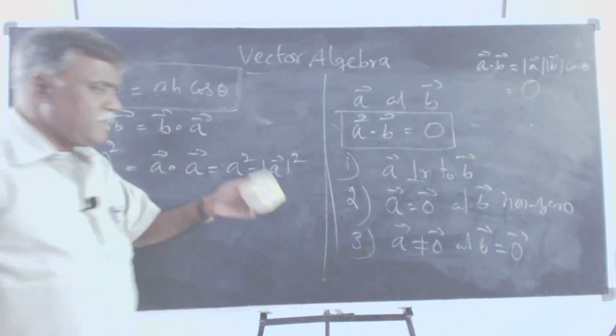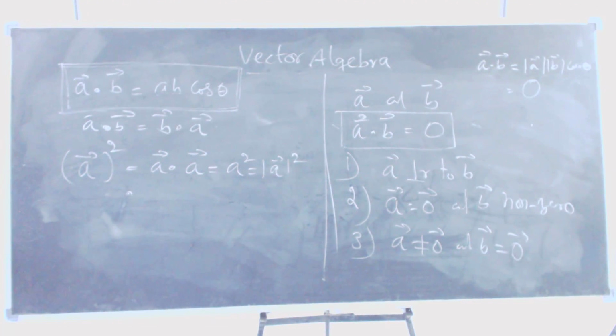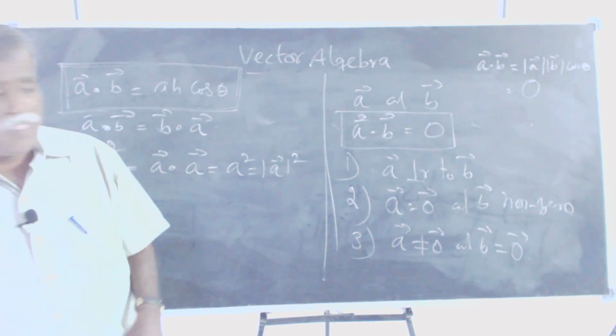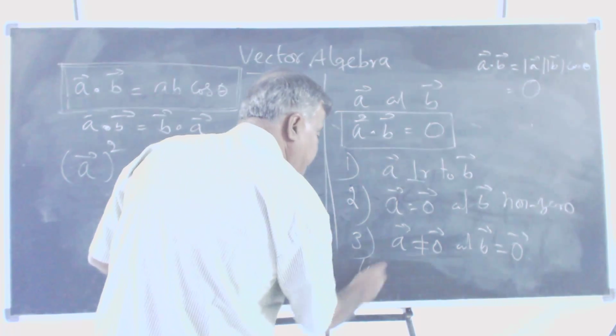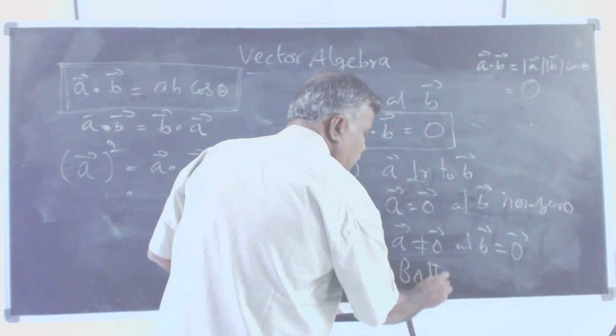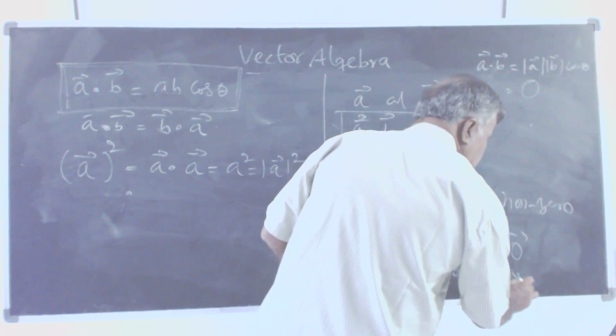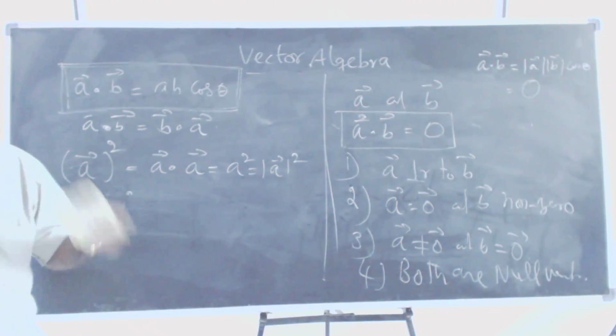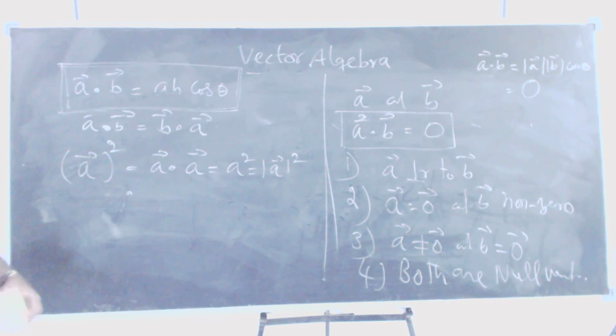The third possibility, A vector not equal to 0 vector and B vector equal to 0 vector. This is also a possibility. B vector may be a null vector, A vector may not be a null vector. One more possibility, both are null vector. Both are null vector means mod A is 0, mod B is 0. 0 into 0, strongly 0.